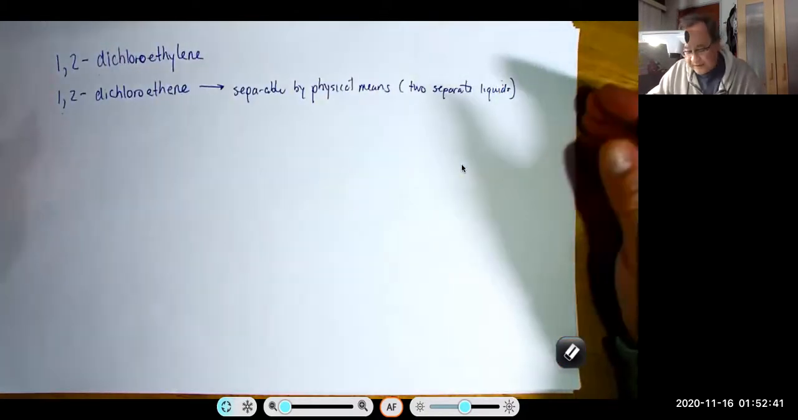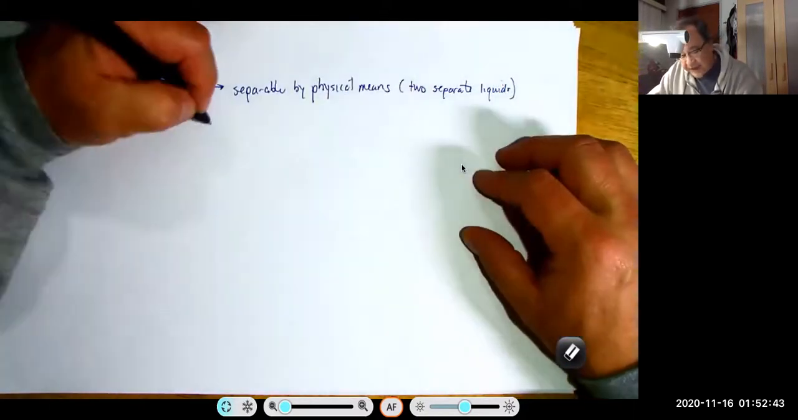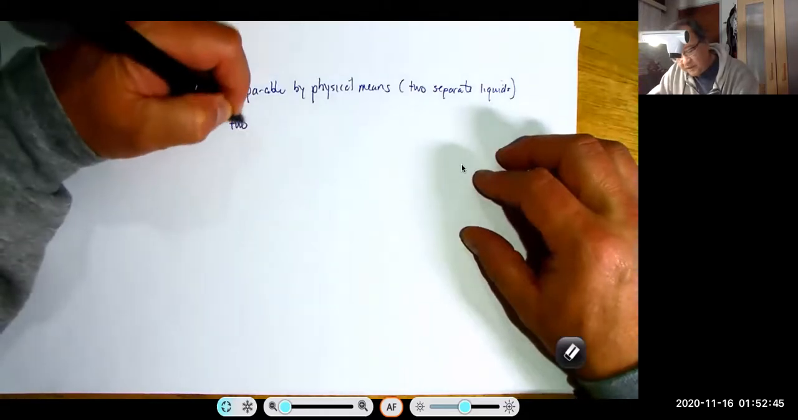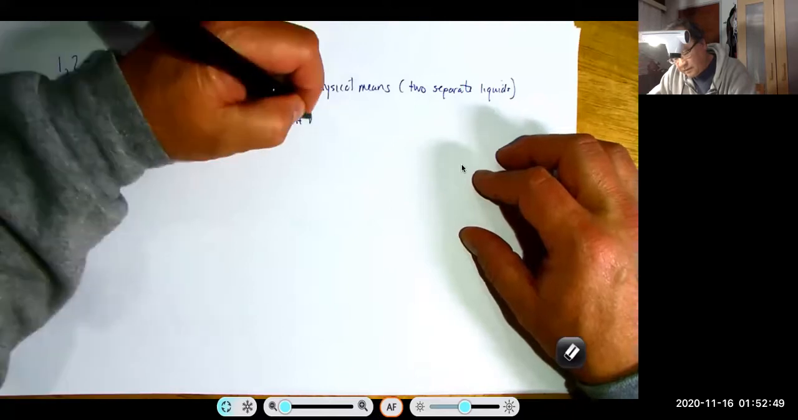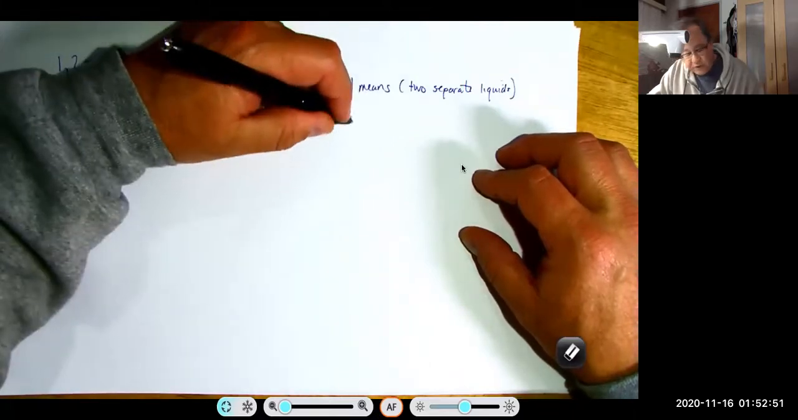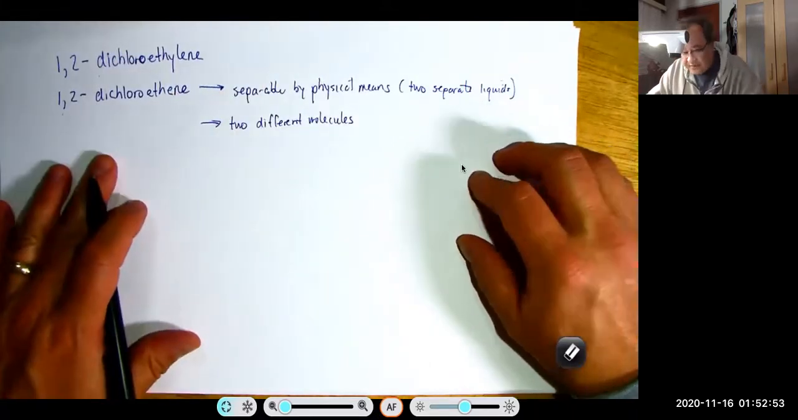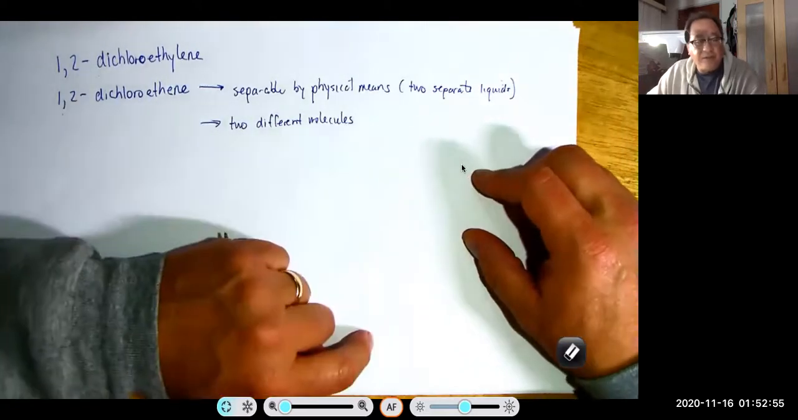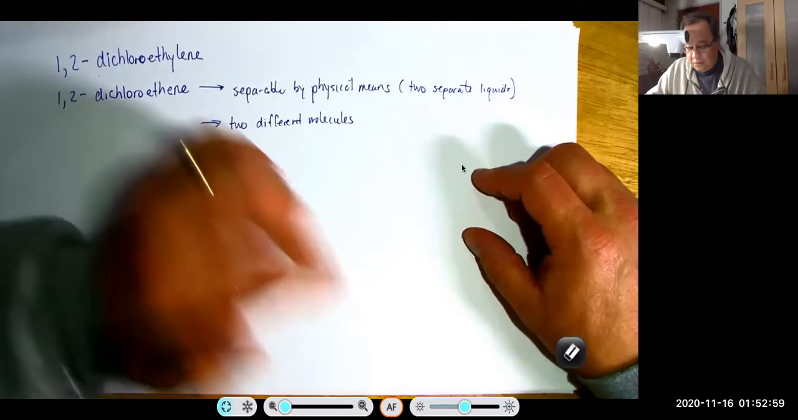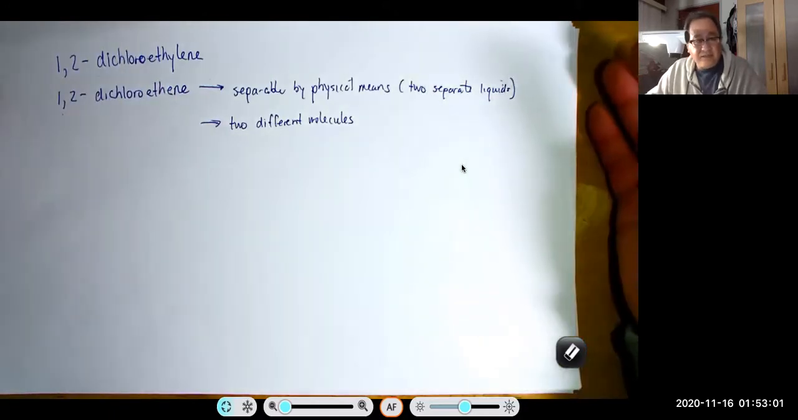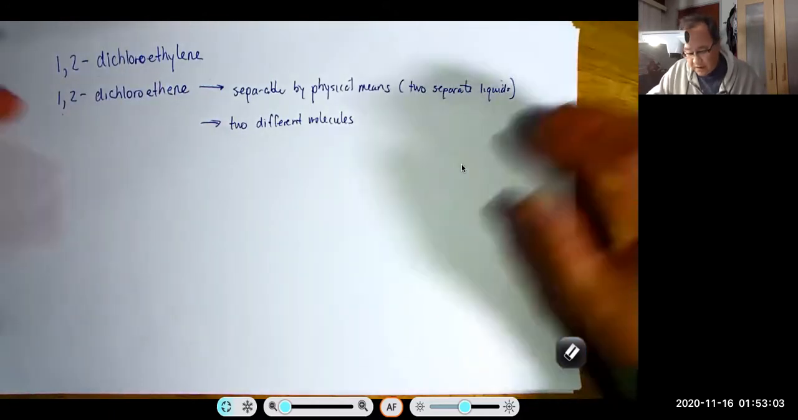So how is that possible that we can separate these? Well, it's separable because it's actually two different molecules. These are two different molecules because they have different sets of physical properties. We know that because they don't mix. Okay, so what's going on here?